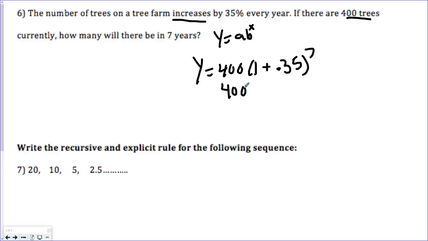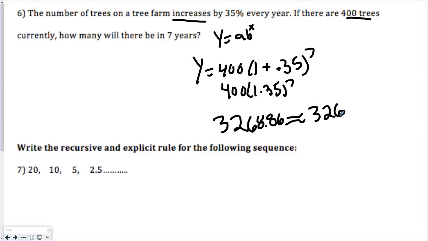So once again, I'm going to do my parentheses first. So this would be 1.35 to the 7. Do my exponents first, rather. And then times 400, which gives me 3,268.86. If we round that to the nearest tree, that'd be about 3,269. That's how many trees there are in the tree farm.